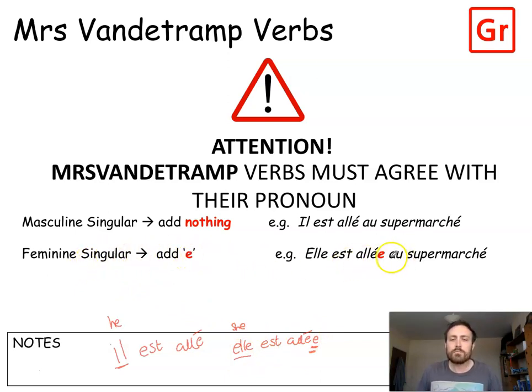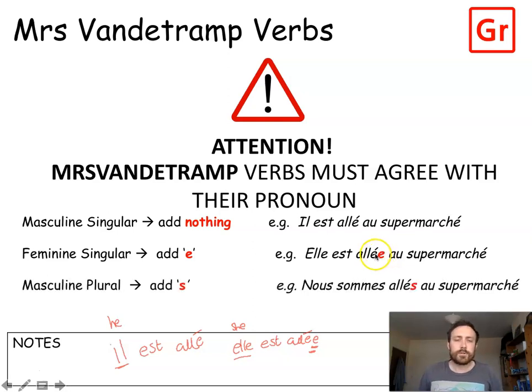Elle est allée au supermarché. She went to the supermarket. If you didn't have that E, there would be a mistake on there. Masculine plural. So if we had, for example, nous, which is we, but we would be a group of boys, so it would just be masculine. However, there's more than one, we add that extra S on the end.